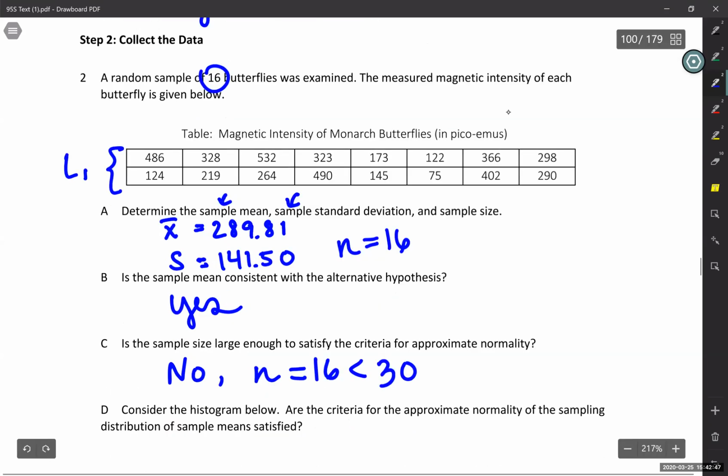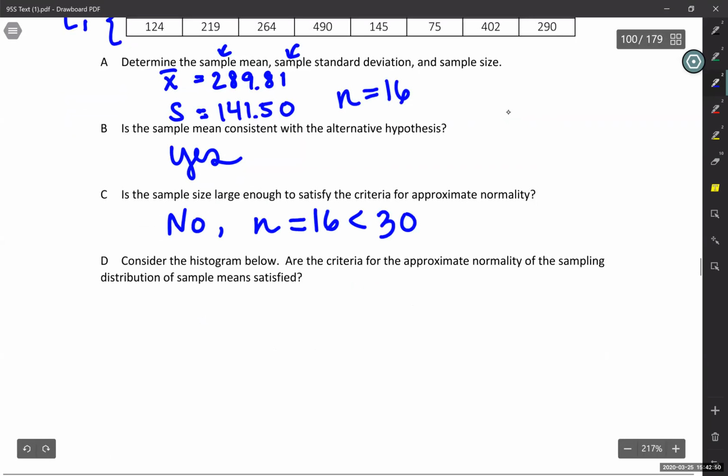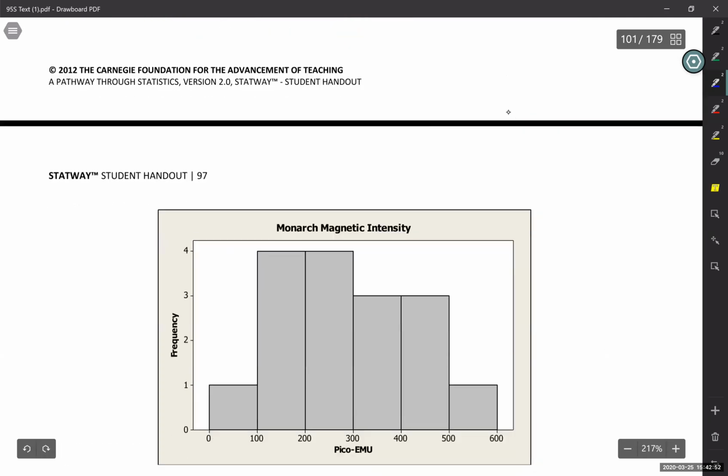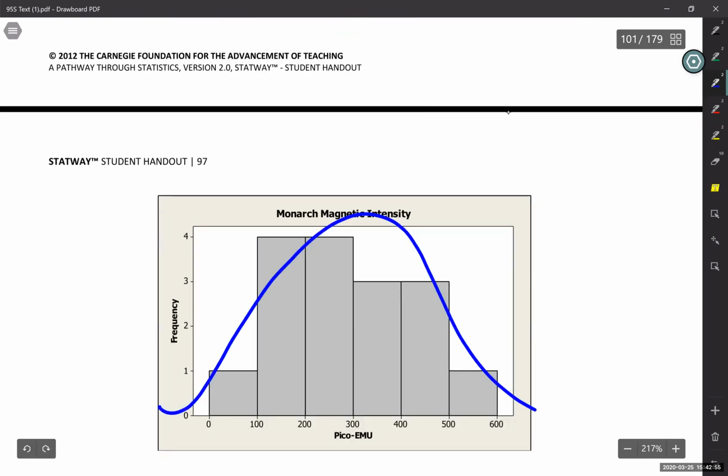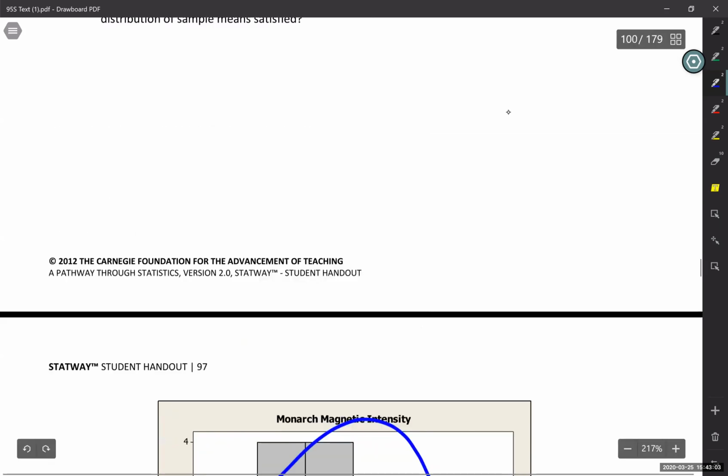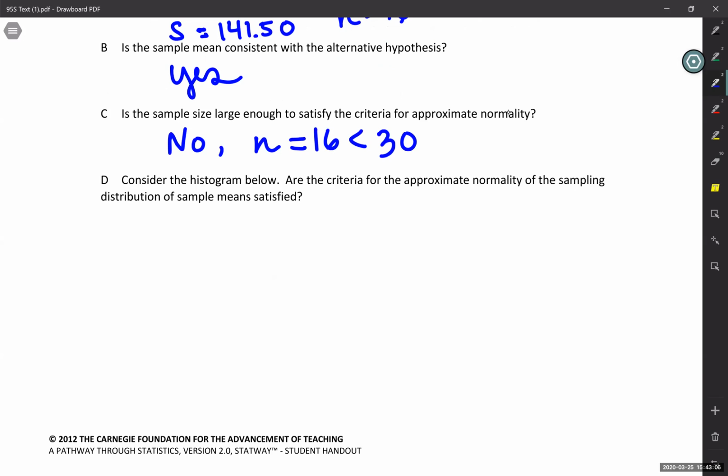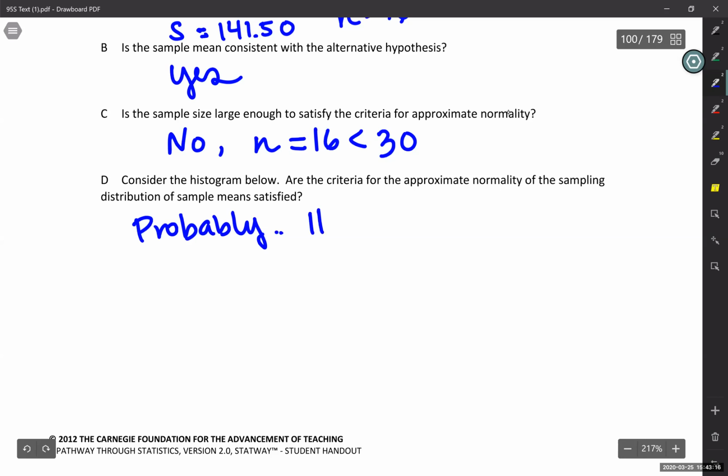And so looking at this, they actually did a histogram for us on the next page. And we can kind of see that. Oh, that was a bad version of it, but something along those lines. We can see that it's sort of bell-shaped, roughly normally distributed. So we can say probably. Whenever you're using roughly, we can't be so specific as to say yes, but we could say probably. It looks roughly bell-shaped.